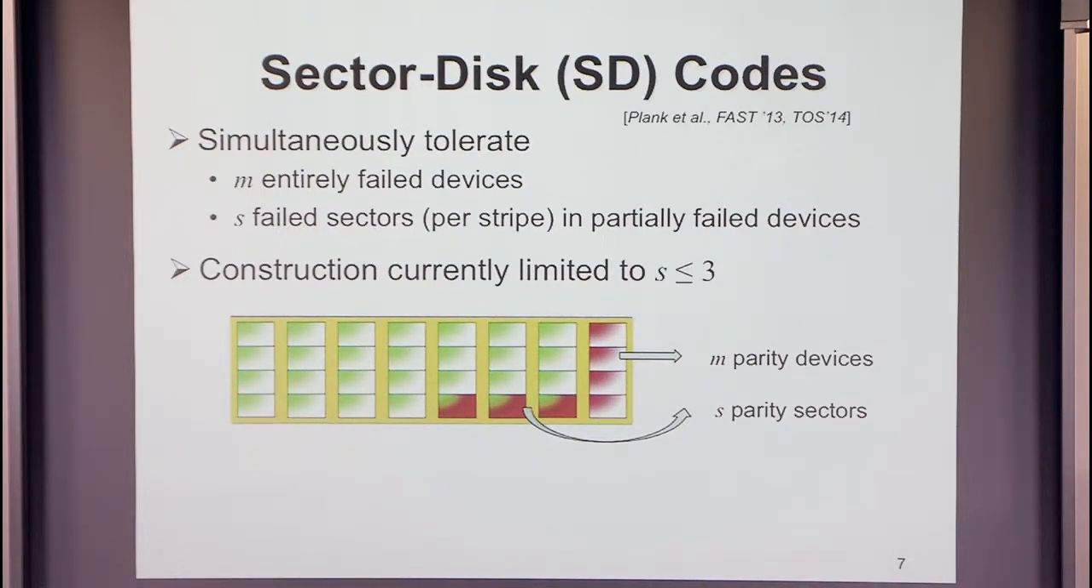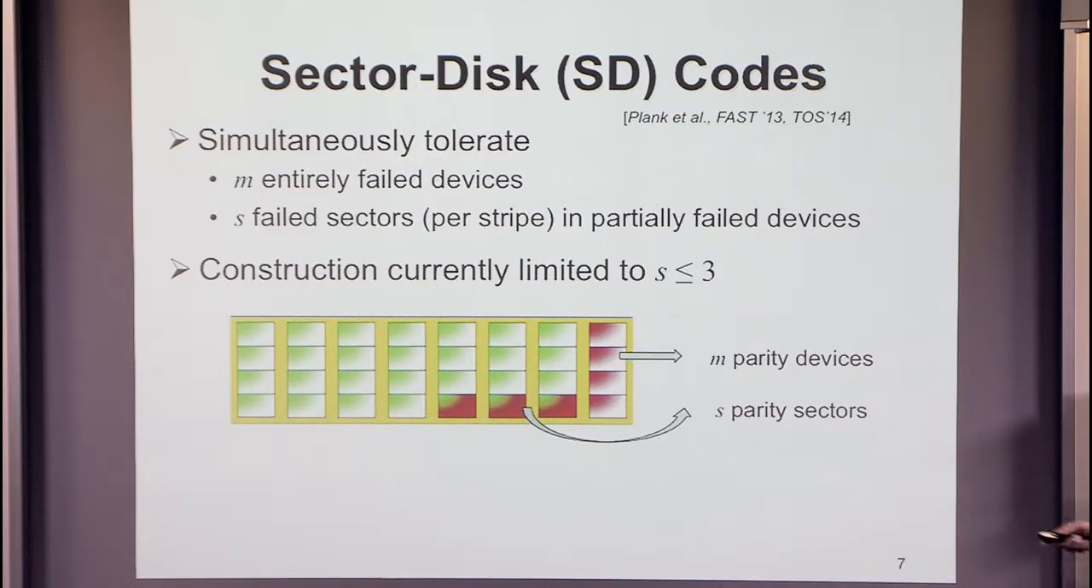So the recent work came up with a code called the SD code. And what they want to do is to design a code that can tolerate simultaneously the M entirely failed devices. And in addition to that, S failed status per stripe in those partially failed devices. So here, this is how the stripe looks like. So you have M parity devices, and in addition to that, you have S parity status.